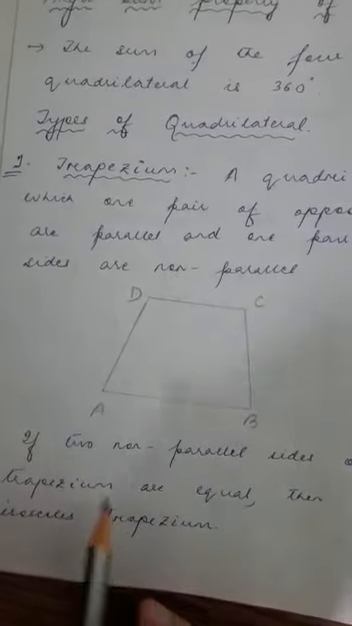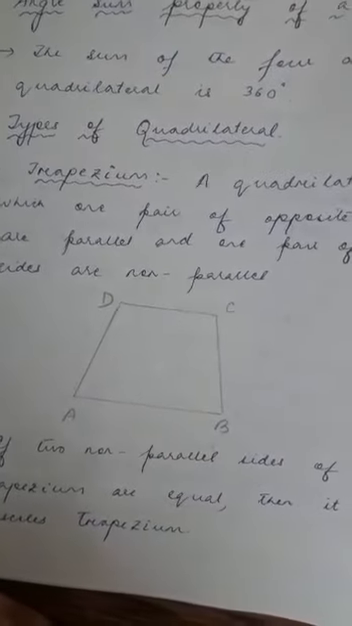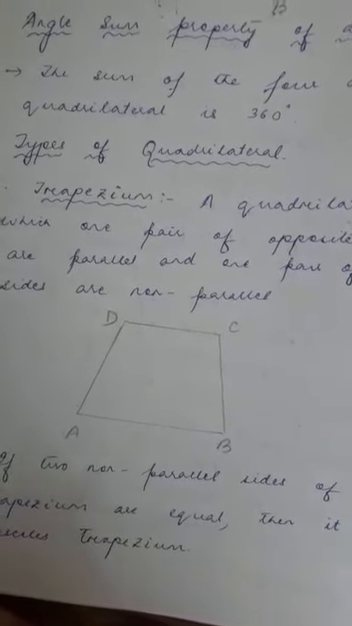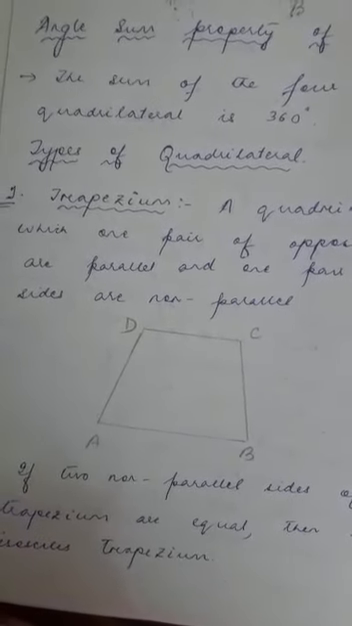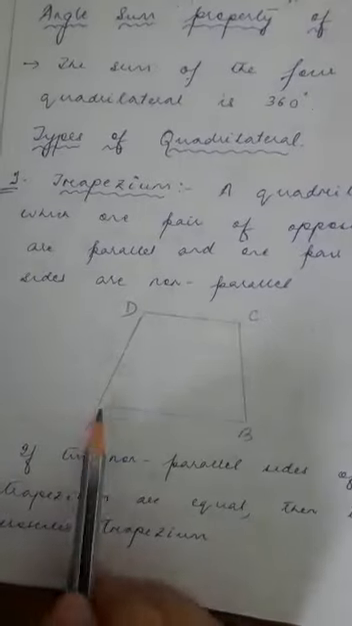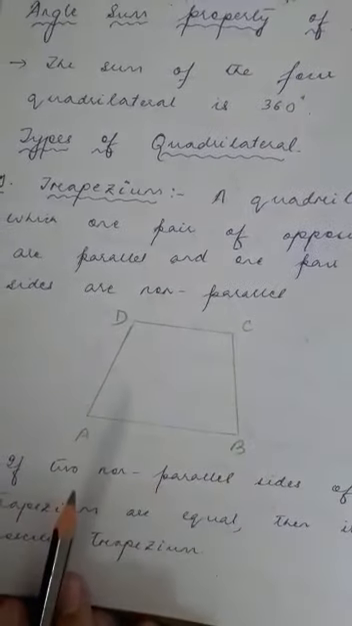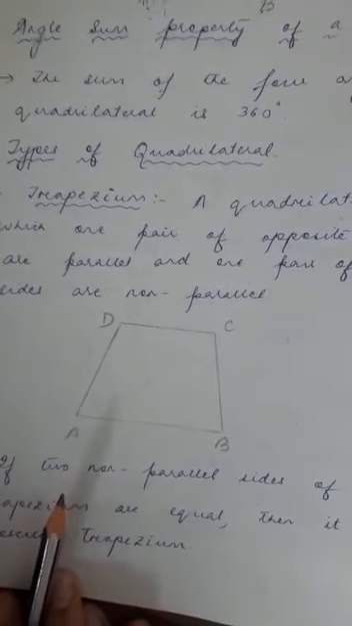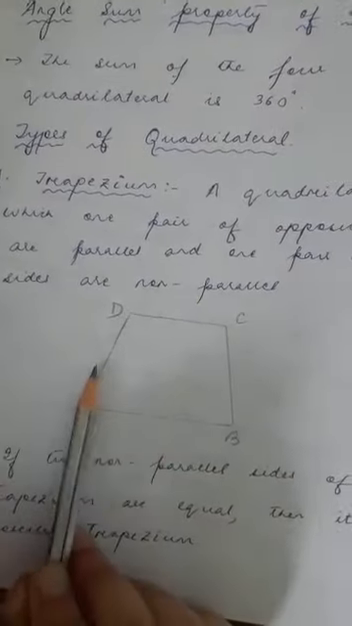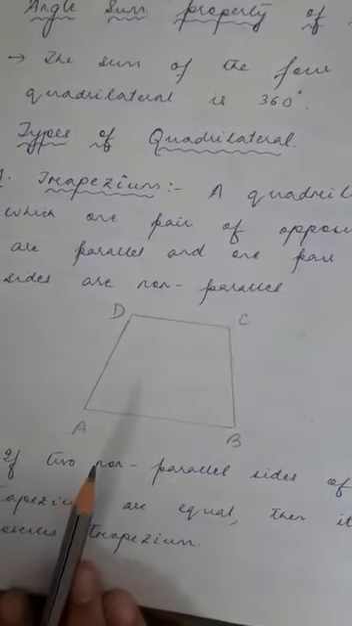Another thing we need to remember is the isosceles trapezium. So what is an isosceles trapezium? If the 2 non-parallel sides, here AD and BC are non-parallel sides, if these 2 non-parallel sides of a trapezium are equal, then it is called an isosceles trapezium. AD and BC are equal here, so this is an isosceles trapezium. Right, so a trapezium means a quadrilateral in which one pair of opposite sides are parallel and the other pair of opposite sides are non-parallel. So the first type is done.